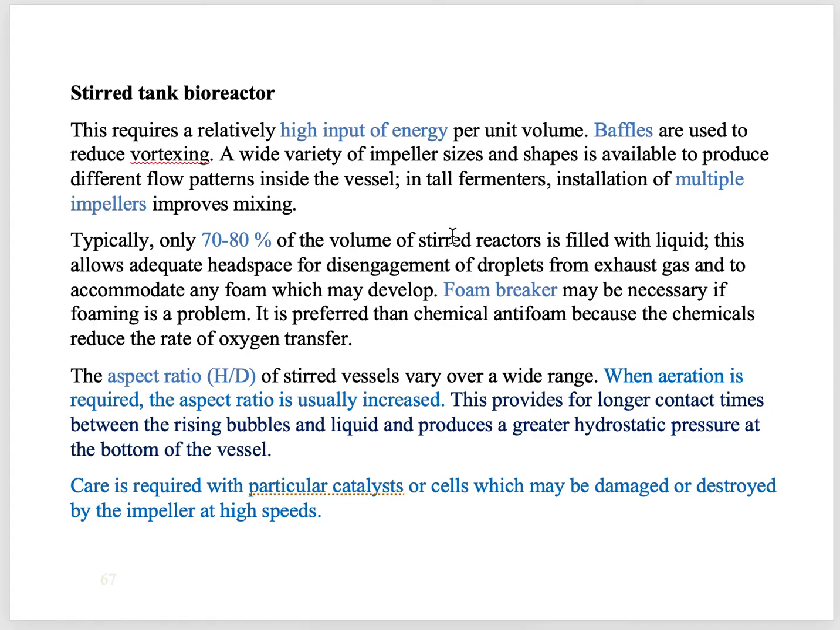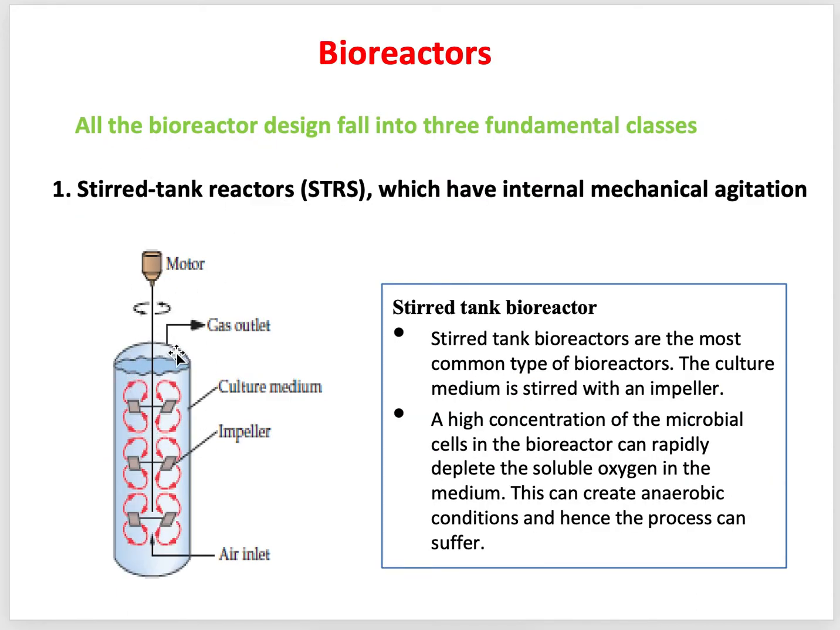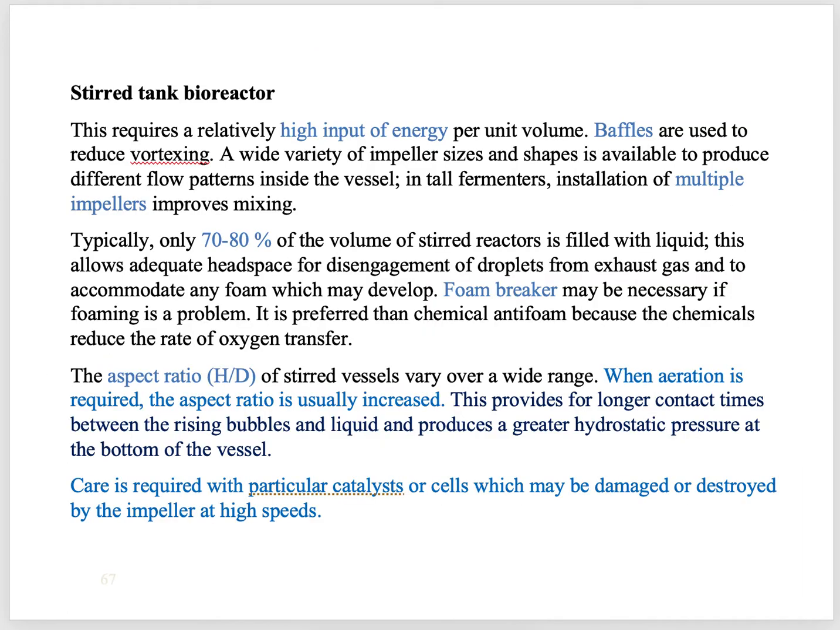In this type of fermenter we don't fill it up completely. Usually only 70 to 80% of the volume of stirred tank reactors is filled with liquid. That means we have to keep some empty space here. This is important actually. Why? One reason is for gas disengagement.